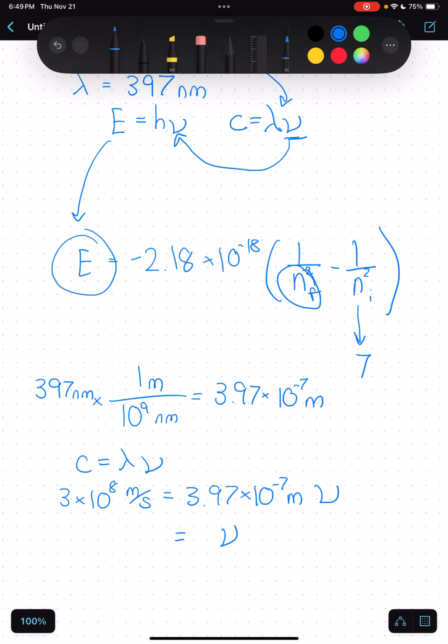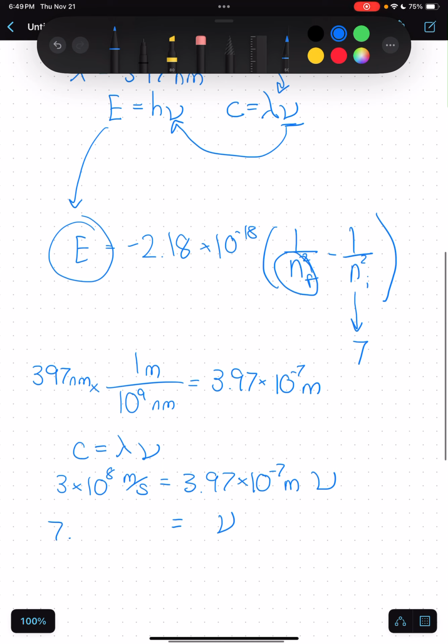So frequency is 3 times 10 to the 8th divided by 3.97 times 10 to the negative 7th. Okay, so I'm assuming this is to the 14th. My calculator doesn't like me sometimes. 1, 2, 3, 4, 5, 6, 7, 8, 9, 10, 11, 12, 13, 14. Yeah, so this is inverse seconds.